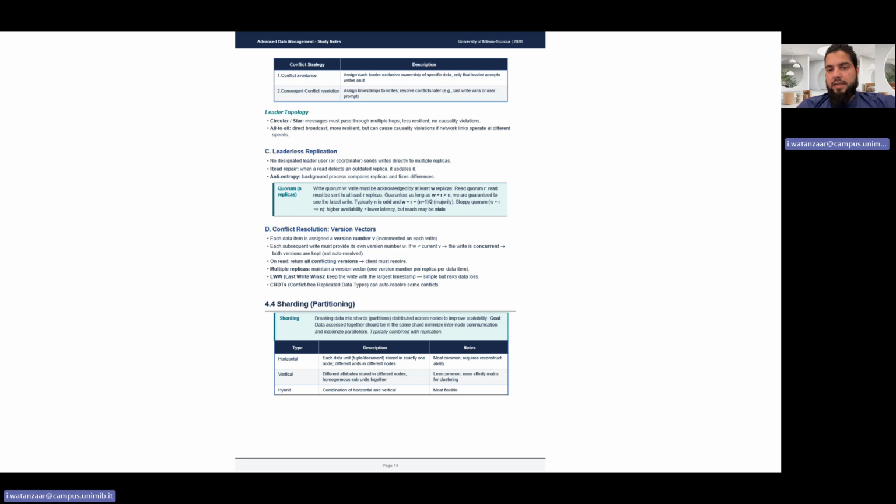In vertical sharding, different attributes are stored in different nodes. From the data, we are storing the different attributes, but the attributes here are homogeneous, like in a single column. So subunits are together, but this is less common, and they use an affinity matrix for clustering. We will discuss what an affinity matrix is later. There is also a hybrid method, a combination of horizontal and vertical, which is more flexible.